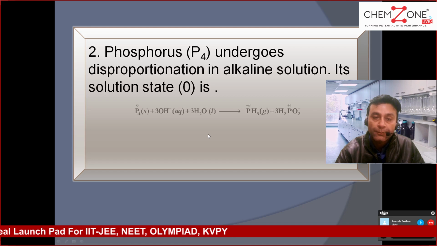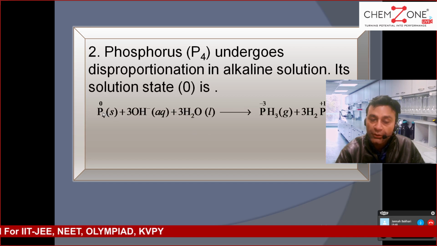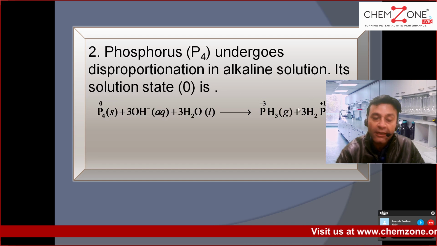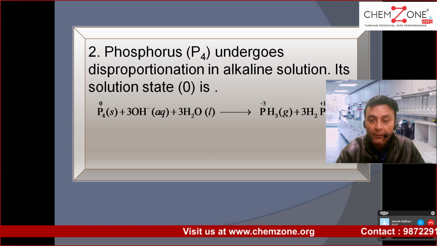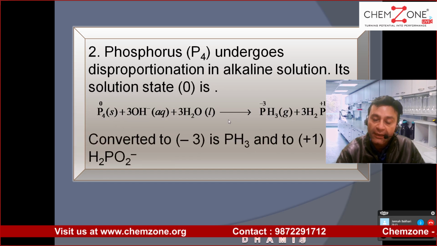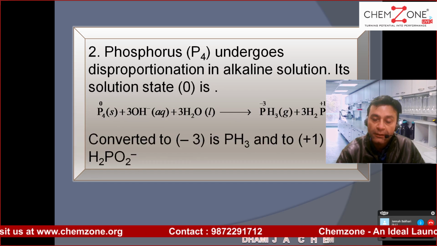Now, take up this example here. Phosphorus, 0 here on the reactant side, and -3 on the product side, and +1 here in another compound. So 0 to -3 is reduction, and 0 to +1 is oxidation. It means phosphorus is undergoing reduction and oxidation all together in the same reaction. Such types of reactions are called disproportionation reactions. Am I clear?